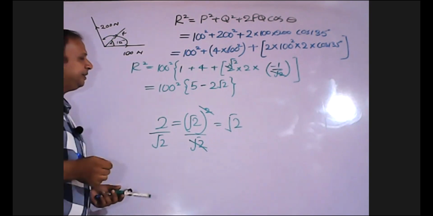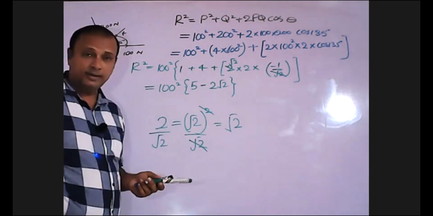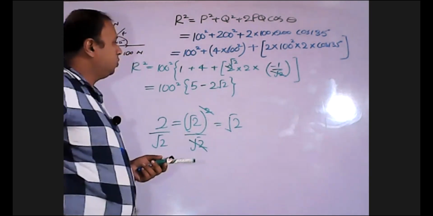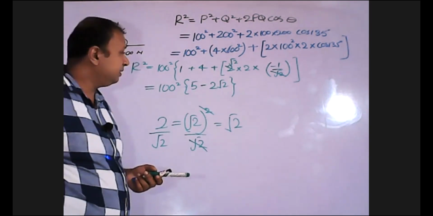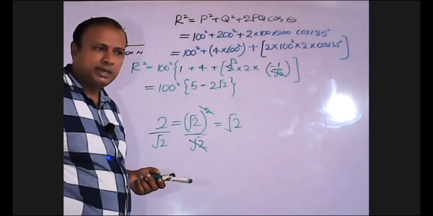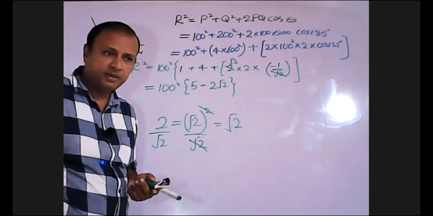Then look at this. Now you have to simplify this one. Then you have to apply the value of root 2. Otherwise, you cannot simplify this one. Okay. Root 2, you know the square of 1.4.